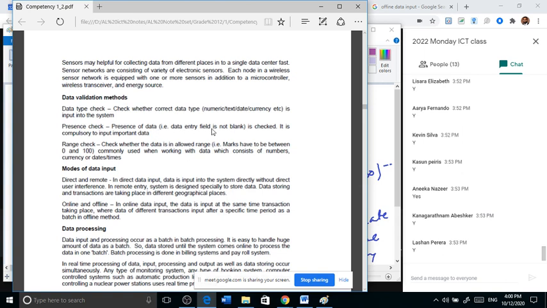Data entry field is not blank. So that means it is required. You have seen these. Username and the password you have to input. Username, password and the email you have to input. Required. Otherwise a red star has been placed.